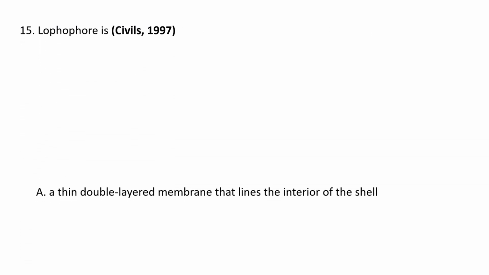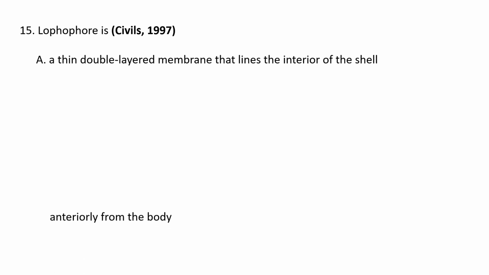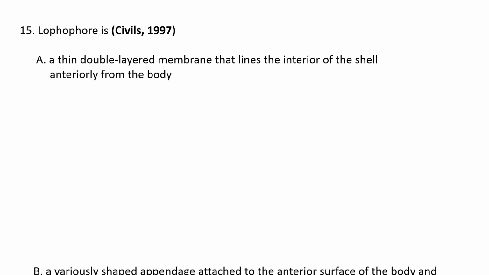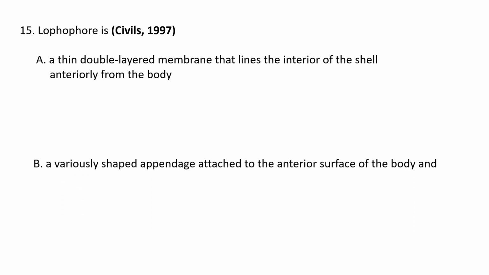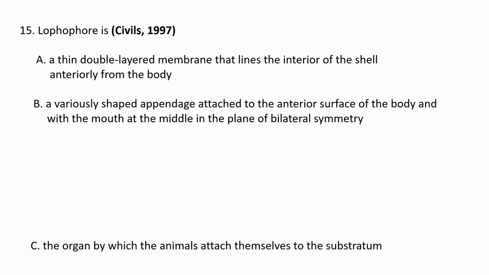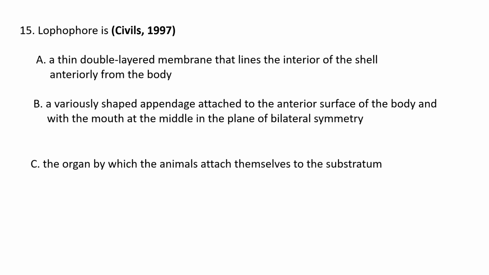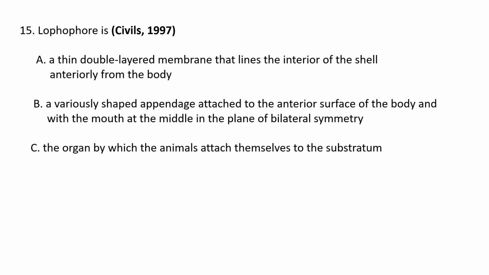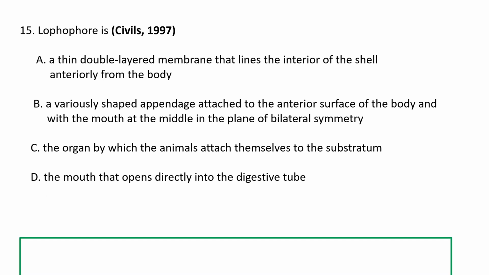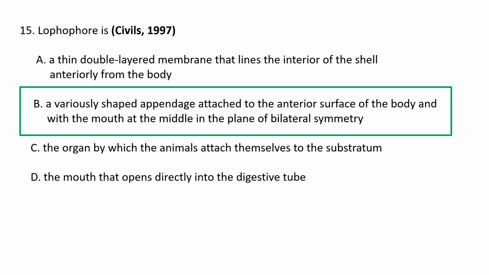Next question. What is a lophophore? A. A thin double-layered membrane that lines the interior of the shell anteriorly from the body, B. A variously shaped appendage attached to the anterior surface of the body and with the mouth at the middle in the plane of the bilateral symmetry, C. The organ by which the animals attach themselves to the substratum, D. The mouth that opens directly into the digestive tube. So the correct answer is B. A variously shaped appendage attached to the anterior surface of the body, with the mouth at the middle in the plane of the bilateral symmetry. This is known as a lophophore.